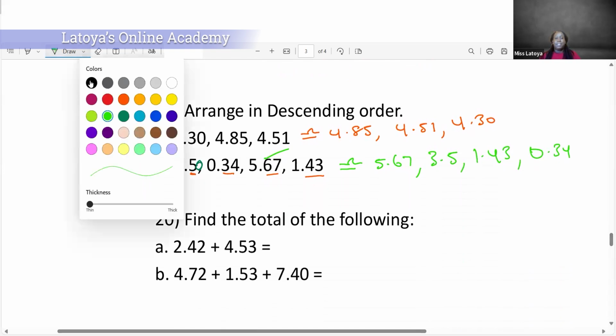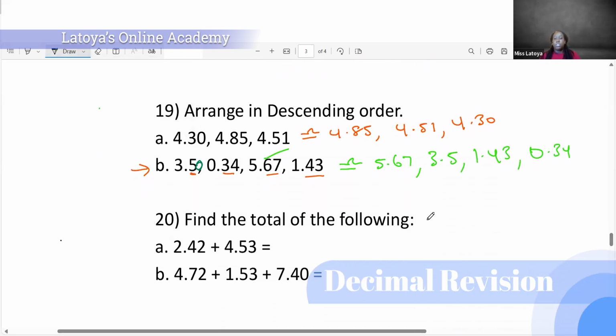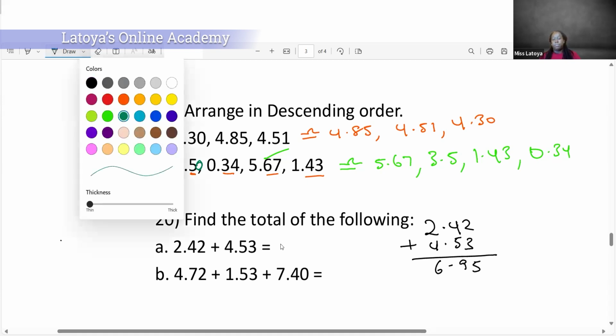Question 20, adding decimals. How do we find the total? You have to ensure that your decimal points are lined up. 2.42 plus 4.53. And we add. We got 6.95.